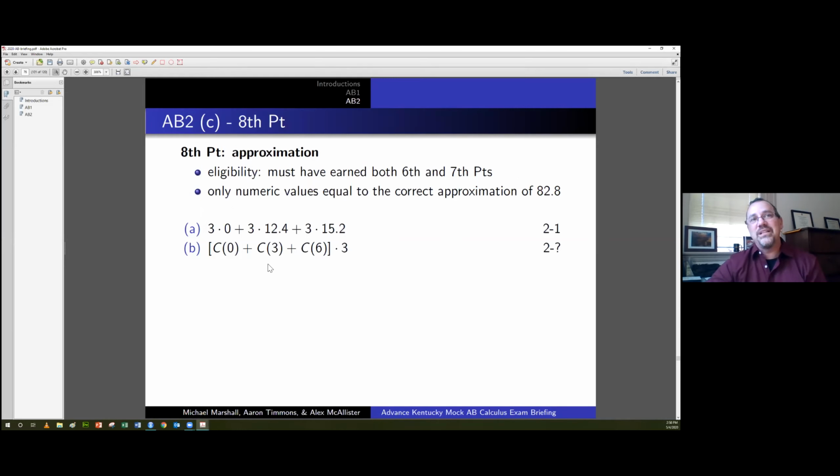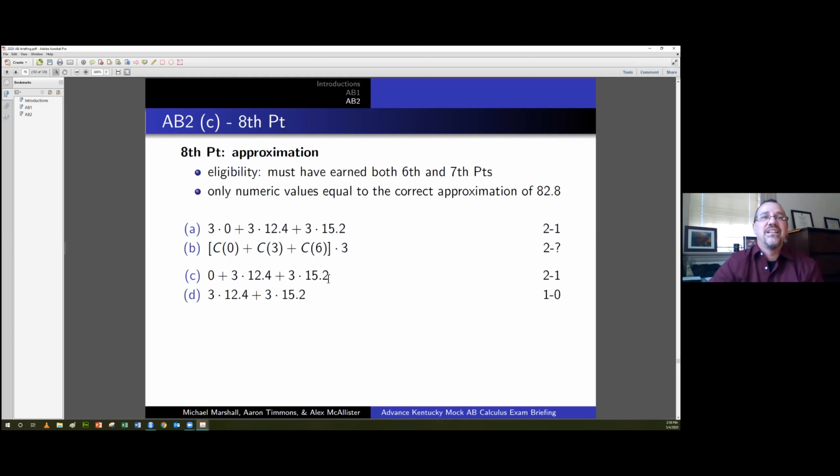This one we're kind of waiting on. What are they going to do with C of 0, C of 3, and C of 6? Will they pull the right values from the table? So we need to read the rest of their work before making a decision. If that's all that's on the page, that's a 2-0. But if they pull out these values from the table, it can be a little bit more. So I'm really just finishing up the same things as before. A 2-1 corresponds to the correct value for the Riemann sum, even though they haven't simplified it.